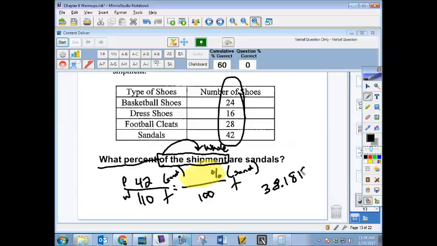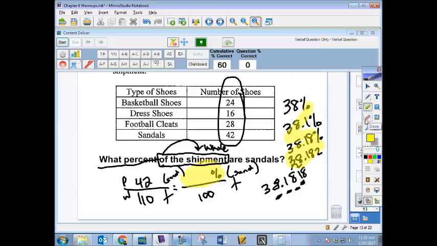181. Okay, so if you rounded this, there's a couple ways you could have done it. If you rounded it to here, it would have been 38%. If you rounded it to here, it would be 38.1%. If you would have rounded it to here, it would be 38.18%. If you'd have rounded it one more, it would be 38.182. The 1 would go up to 2 because of the 8. So any of those would work.